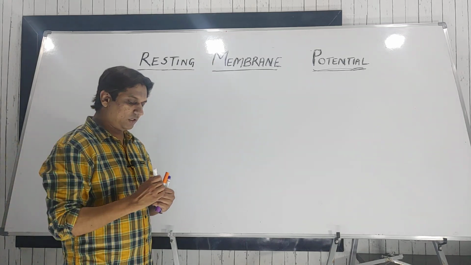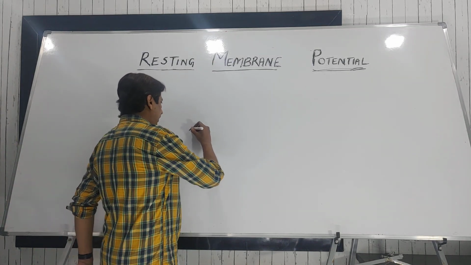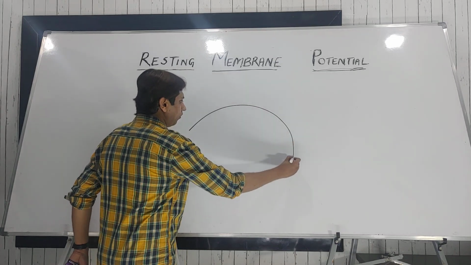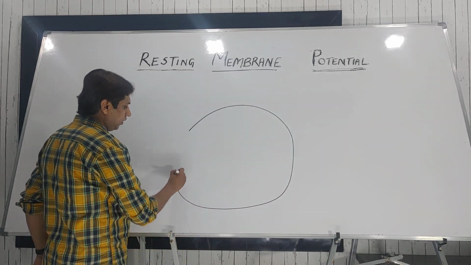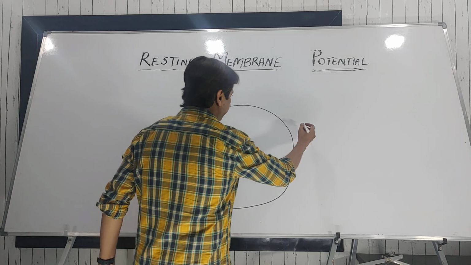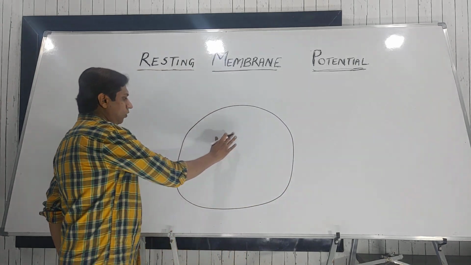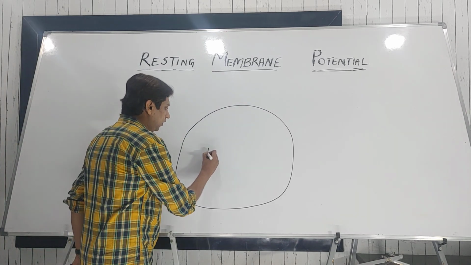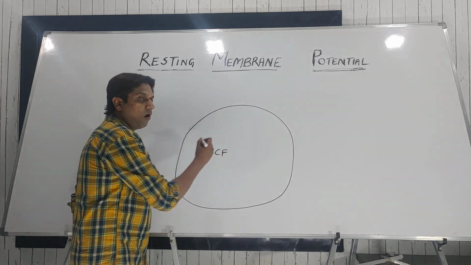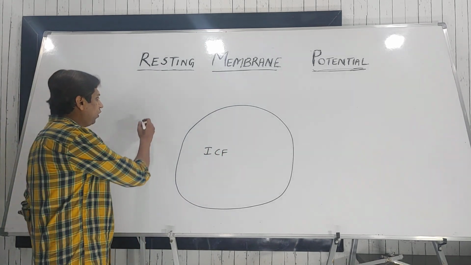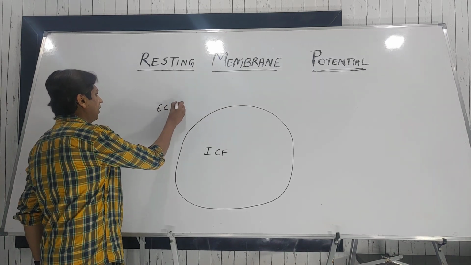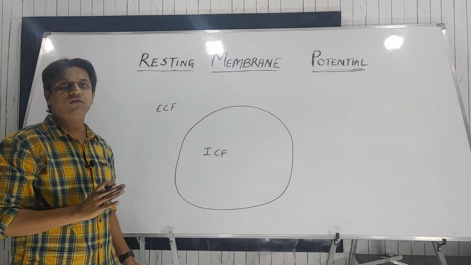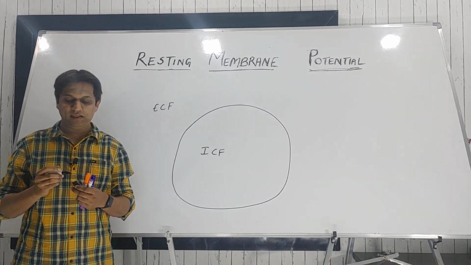Now consider a cell. The human body has trillions of cells. So consider, more specifically, a neuron. The fluid which is present inside the cell is known as intracellular fluid or ICF, and the fluid which is present outside the cell is known as extracellular fluid or simply ECF.